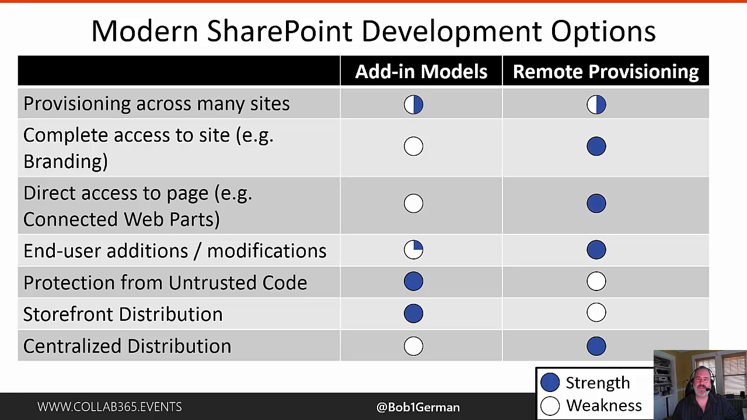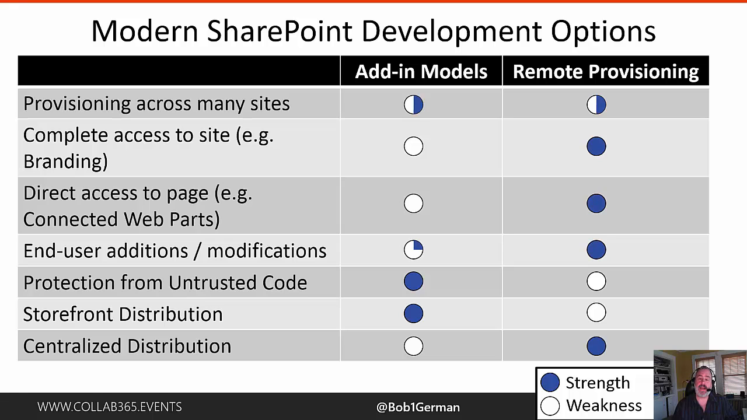The storefront distribution is not really what you want for that. What you want for that is to centrally distribute the same applications and the same site patterns to each site. And so I think that when you're looking at the user pulling something down from a storefront and you don't completely trust the code, then the add-in model is perfect. But if you want to distribute something centrally, or if you just want a lighter weight mechanism, then the remote provisioning model works a lot better.